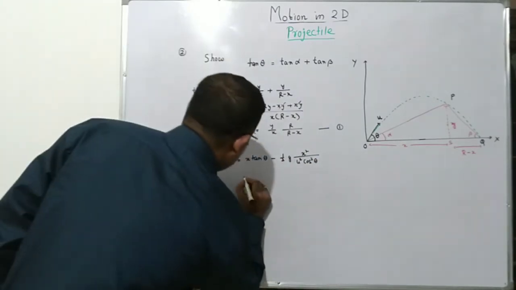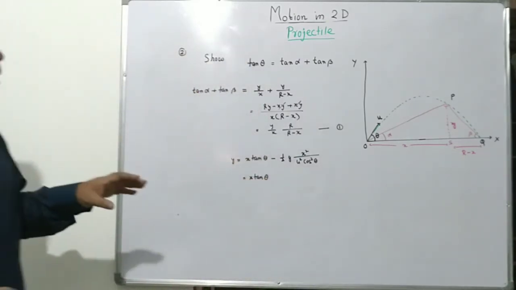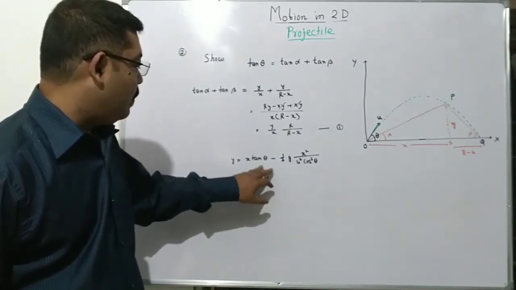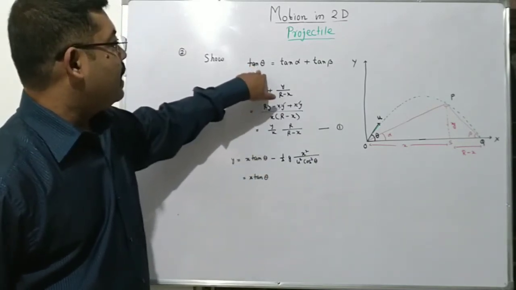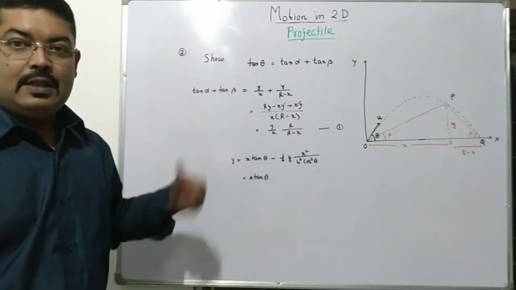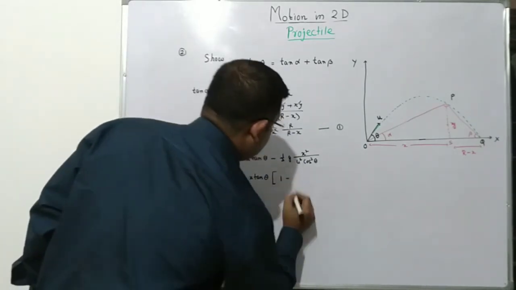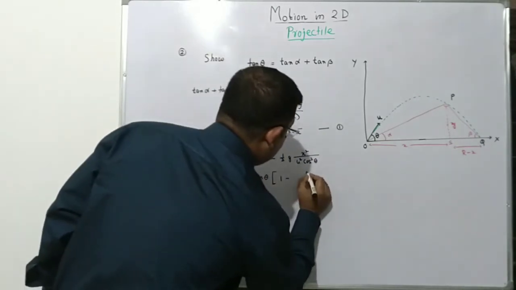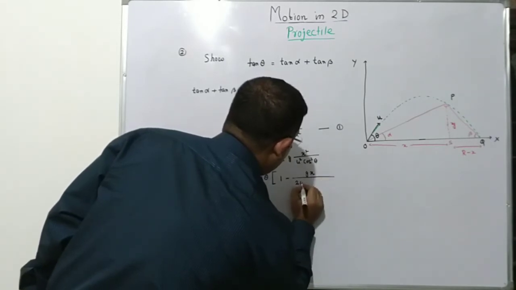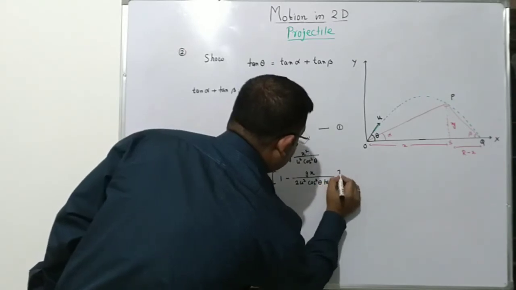If we take x tan theta common here, why have we taken x tan theta common? Because our ultimate goal here is to find the value of tan theta, because we have to prove tan theta equals tan alpha plus tan beta. So let's first find the value of tan theta. If we take x tan theta common, we get 1 minus g x divided by 2u square cos square theta into tan theta.